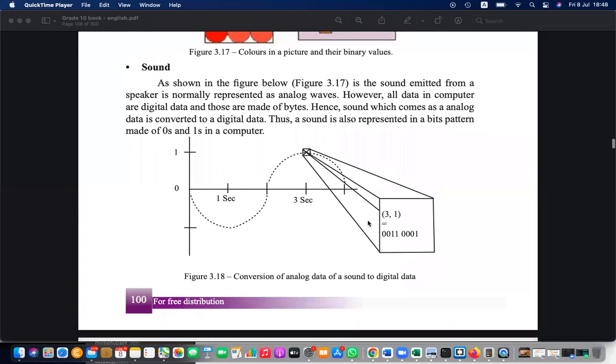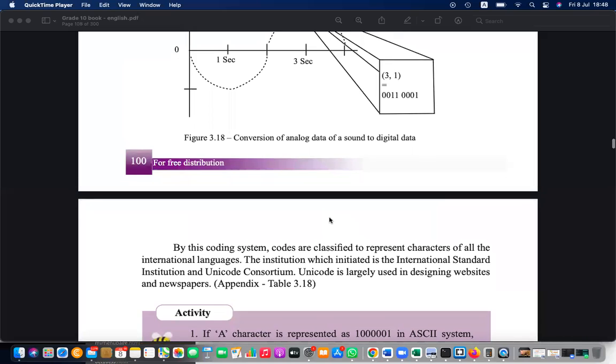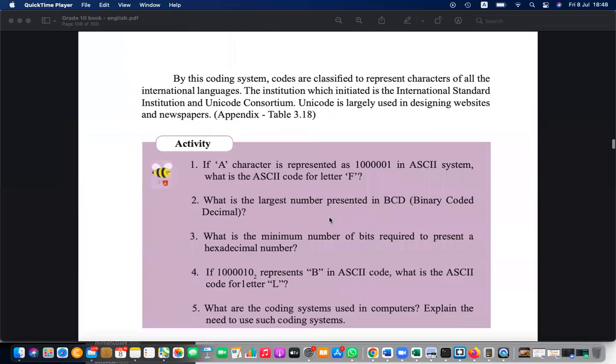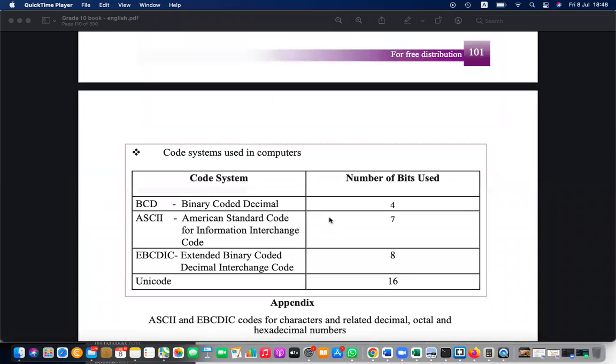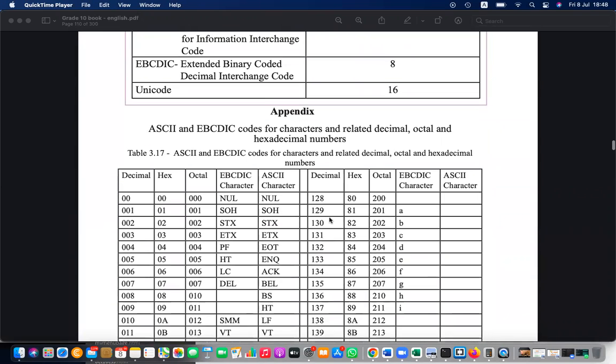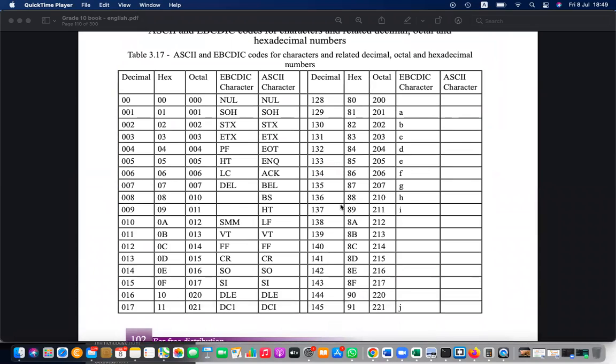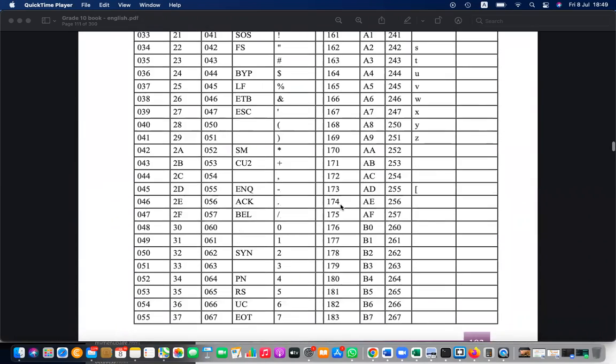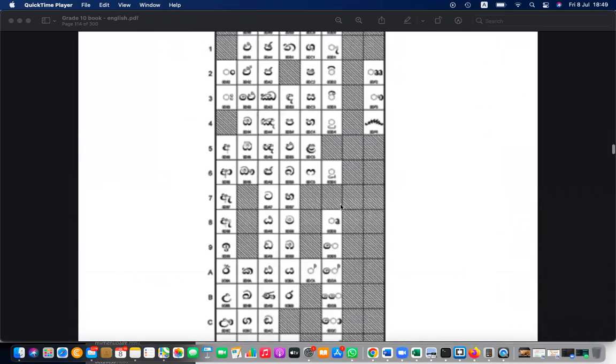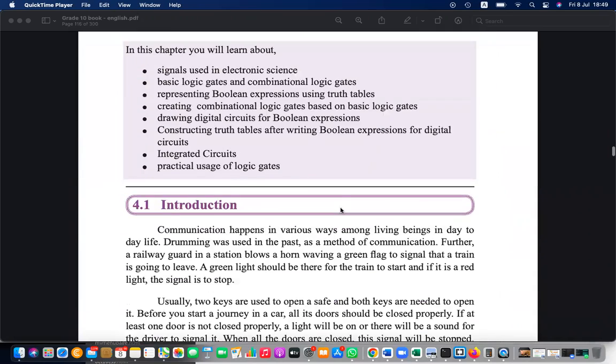Sound, similarly, I said in the beginning how sound representation happens. Then the coding system also we discussed, and in the appendix you can see the table, but this won't be asked in the examination, right? Just go through it, but it won't be tested in the examination. So Unicode, ASCII, all these codes are there.